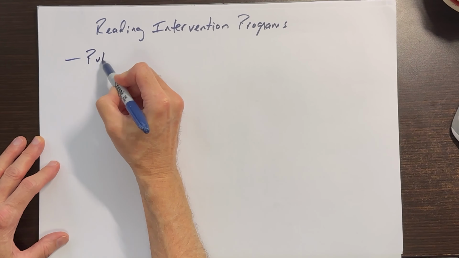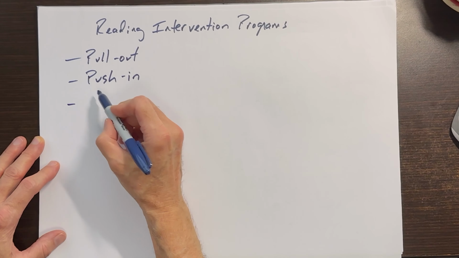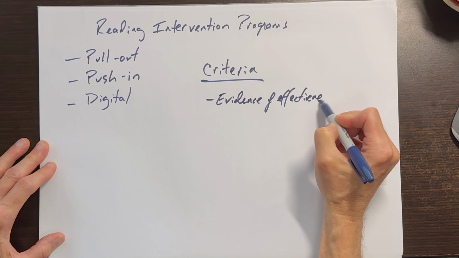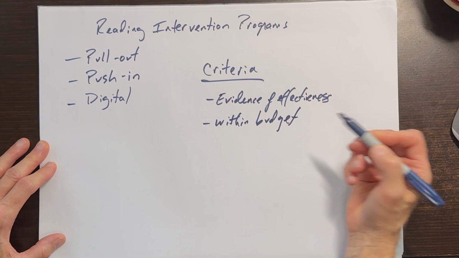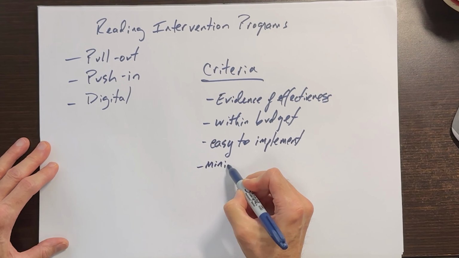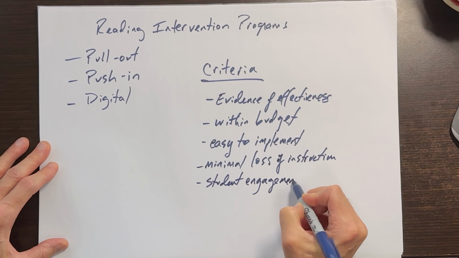So let's say your 3rd grade team is choosing between intervention strategies. There's pull-out support, push-in co-teaching, or digital adaptive programs. Your team might identify things like evidence of effectiveness. Is it within budget constraints? Is it manageable for staff? Does it minimize loss of instructional time? Does it engage struggling learners?